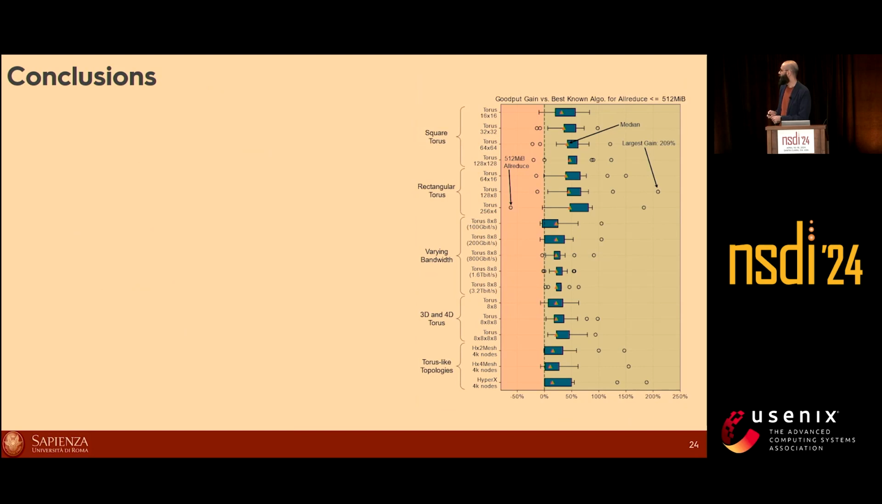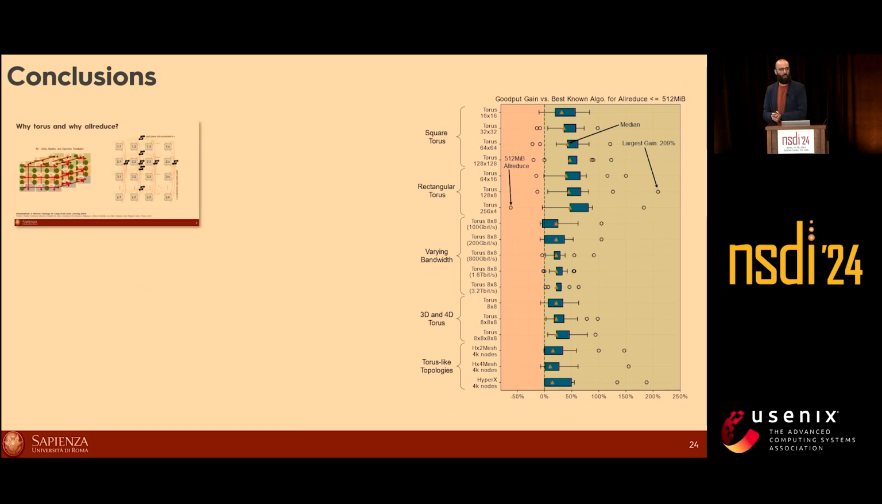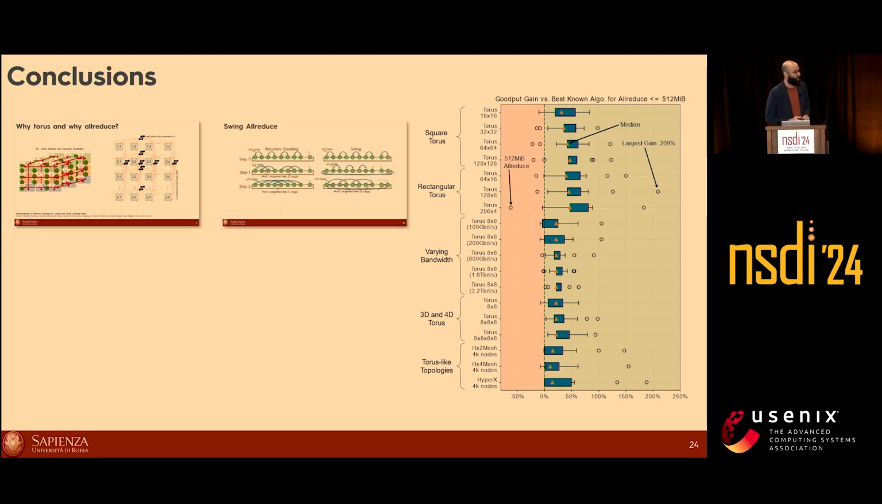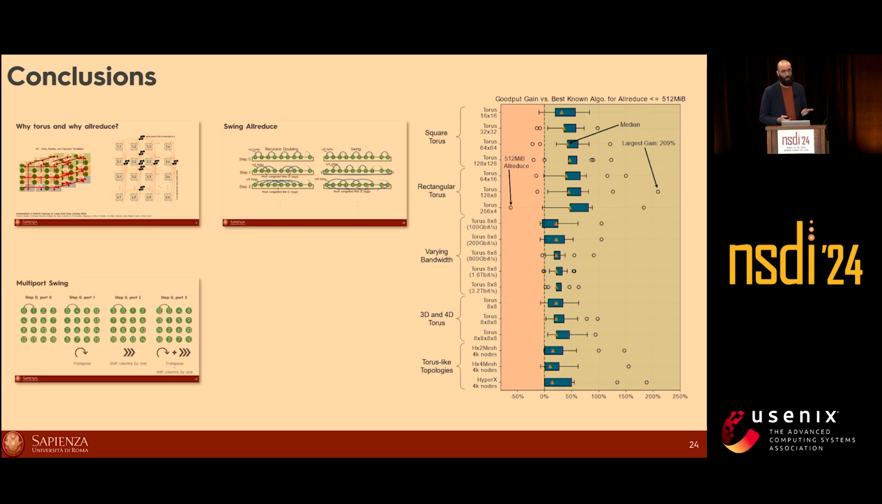So to conclude, in this work we presented Swing, which is an algorithm for doing Allreduce, reduce scatter, and all gather on multidimensional torus networks. We have seen that this is based mostly on two intuitions. One is to reduce the number of flow collisions by reducing the distance between communicating nodes. The other one is to use all the network ports by considering this translated and rotated version of the torus.